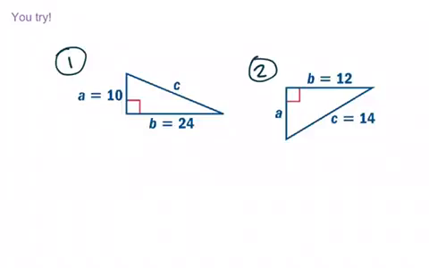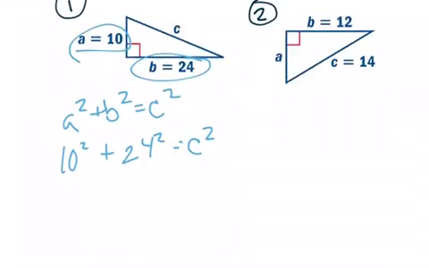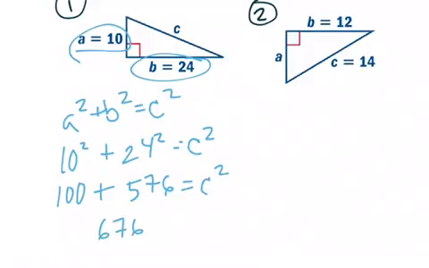Again, this is a right triangle, so we could use Pythagorean Theorem. A squared plus b squared equals c squared. We already have a and b identified for us. A and b are 10 and 24, and we have to find out what c is. We have to find the hypotenuse. So 10 squared plus 24 squared is equal to c squared. 10 squared is 100. 24 squared is 576. And the sum of those two together is 676, which is equal to c squared.